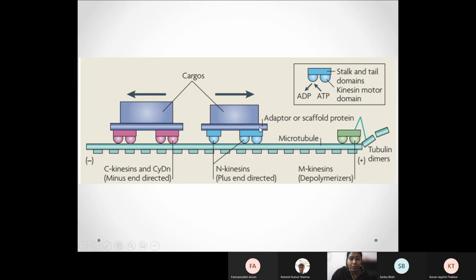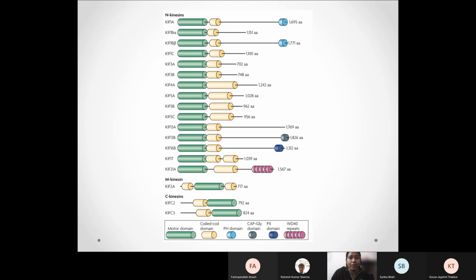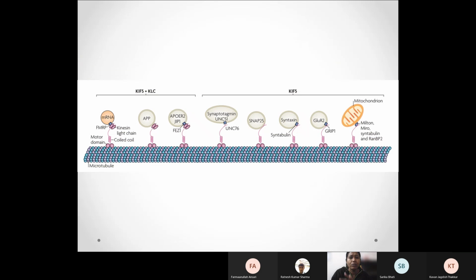So you think of it as a wagon where you have the motors that are binding to microtubules, helping in movement of the kinesin molecule. But at the same time, it is like a wagon and it is holding the cargo. But how exactly does this all come together? And how does this kinesin actually look? We'll come to it in a bit.